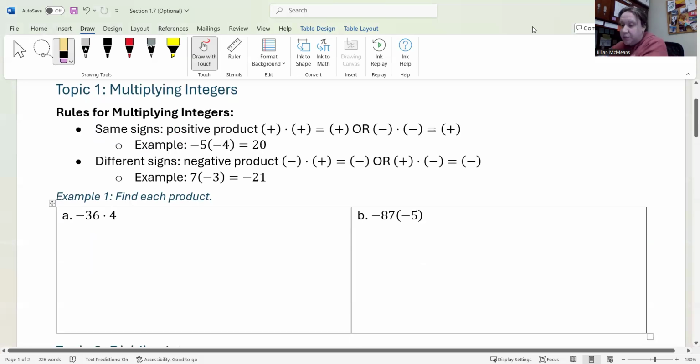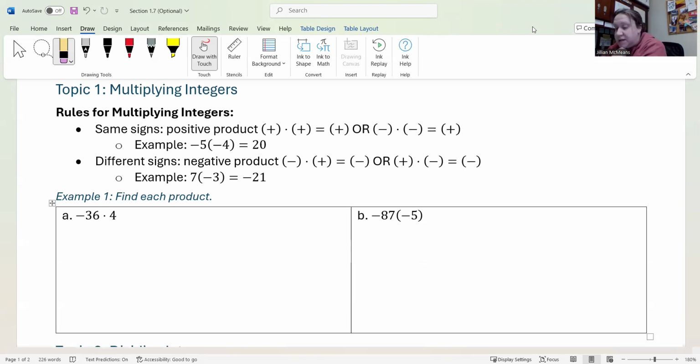So let's look at two examples. So example 1, two parts. Example 1 says find each product. Part A, we have negative 36 times 4. So we're multiplying two numbers. They have different signs. That means that the final product is going to be negative, okay?